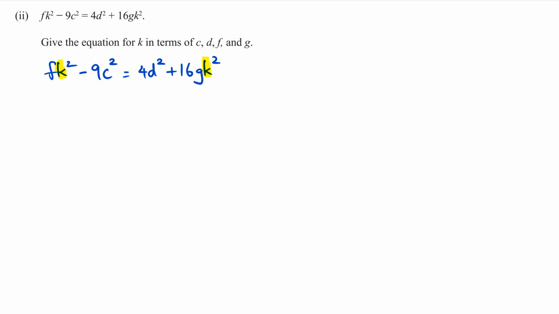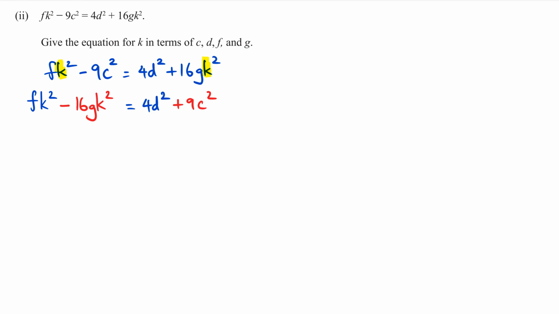So my first step is, FK squared stays where it is, but the 16GK squared comes across to the left hand side and becomes minus 16GK squared. And I'm going to take the 9C squared to the right hand side, and the negative 9 becomes a positive, so it'll become positive 9C squared. Cool, that's where we're at the moment.